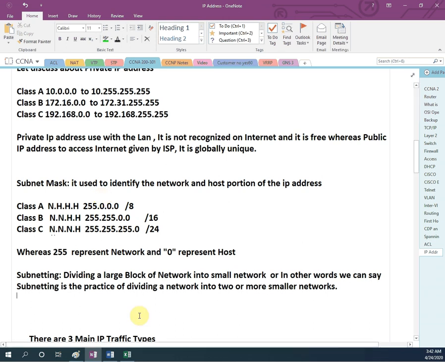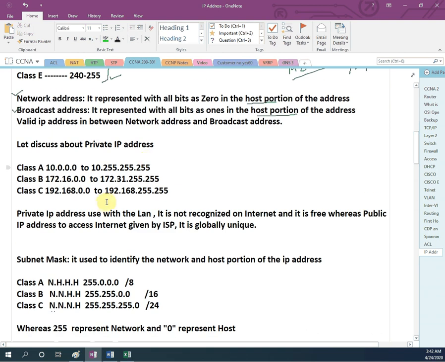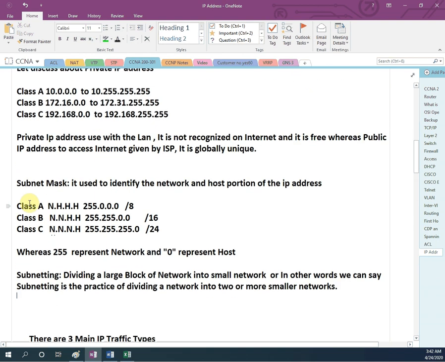In our last video, we already discussed the IP address. Just remember in IP address, class A, class B, class C, we are going to use these three classes to do the subnetting, and we are going to use only these three in our practical. So remember, class A has one network part and three host parts, and its subnet mask is 255.0.0.0, and we can also write /8.